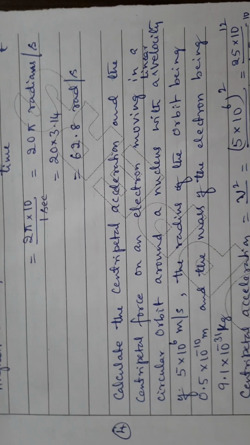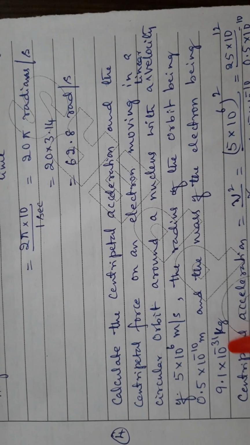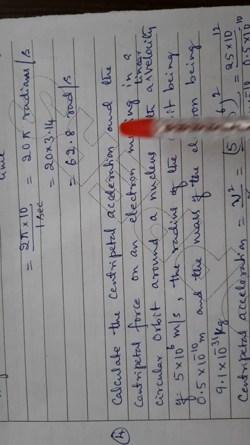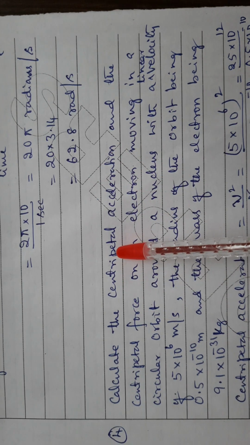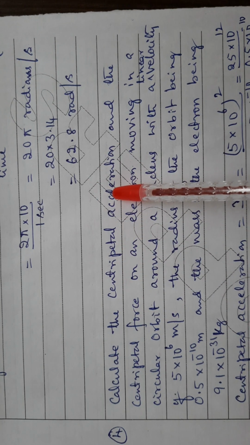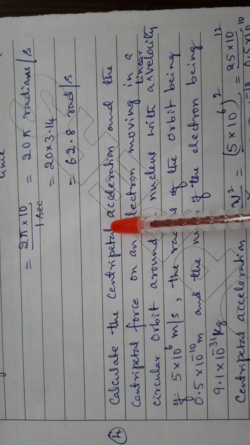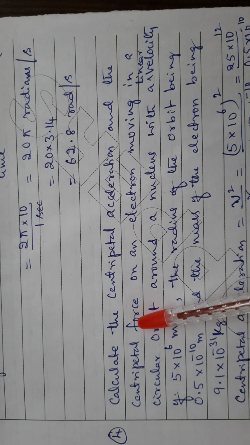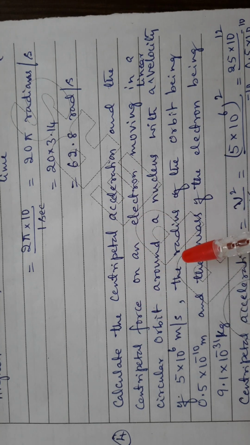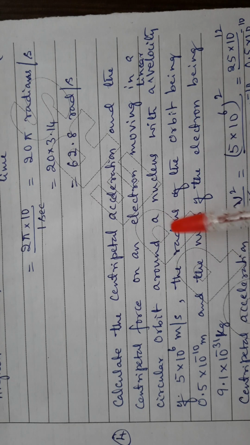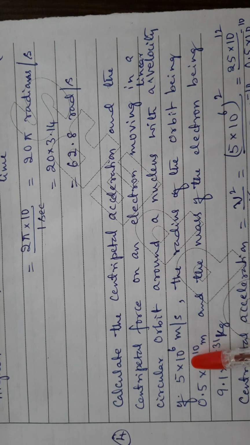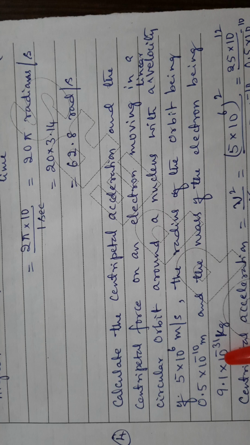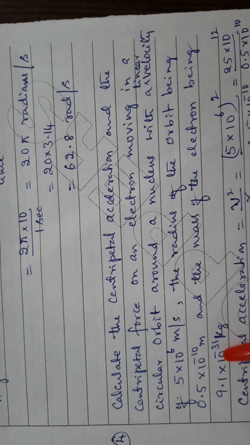So the mass of the electron is given, and it is rotating around the nucleus. We are supposed to calculate its centripetal acceleration and also the centripetal force. How are we supposed to do it? So first, the mass is given already. You are aware of how much the mass of the electron is. Mass of the electron is given.